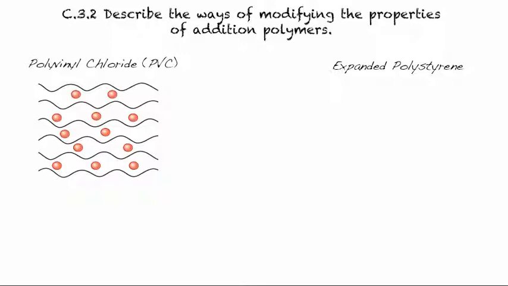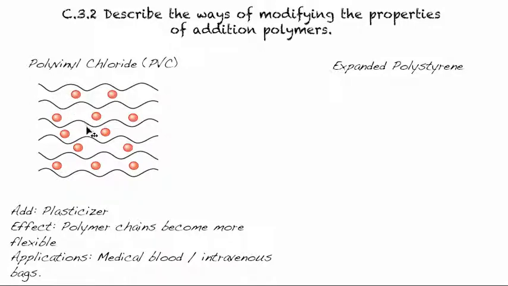And this plasticizer is usually made of oil in this case, because oil is nonpolar and our chains are usually nonpolar, so it can dissolve inside there. The effect of that is the polymer chains become more flexible, they can slide around the oil that we've introduced. And you'll see that we can actually use that in medical blood bags and intravenous bags.